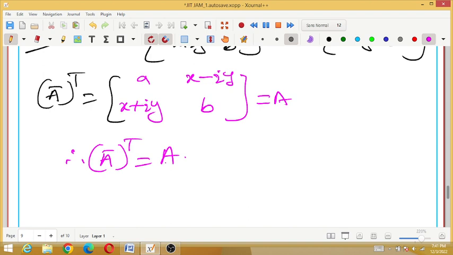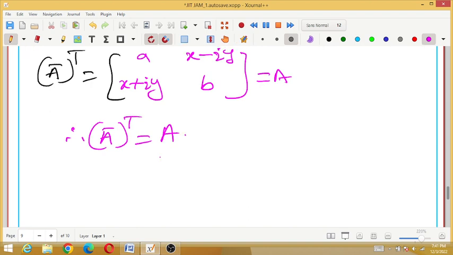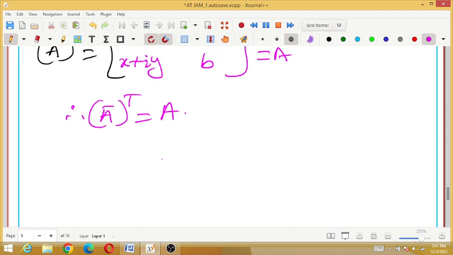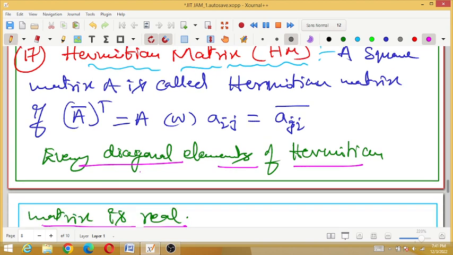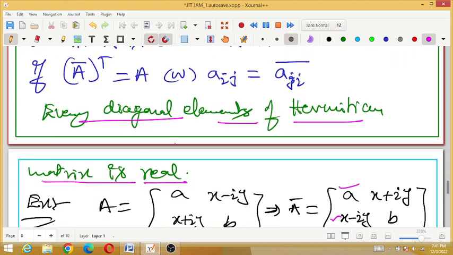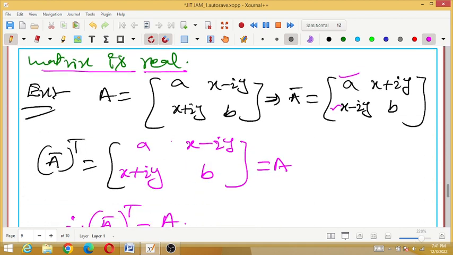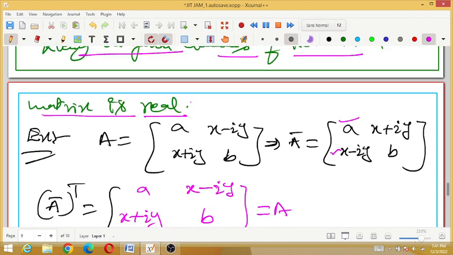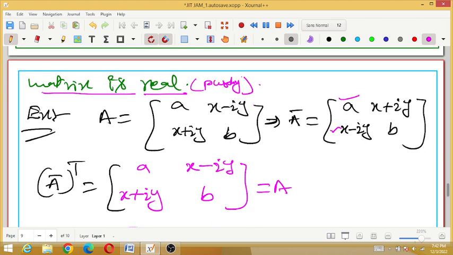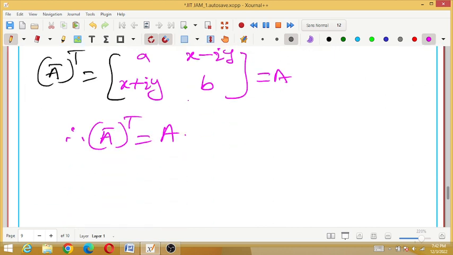For a Hermitian matrix, see here, all the principal diagonal elements must be purely real. Every diagonal element of a Hermitian matrix must be purely real. This is a very important point. Okay, this is a Hermitian matrix.